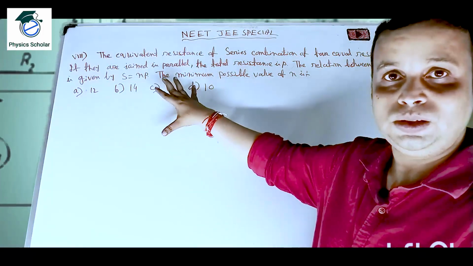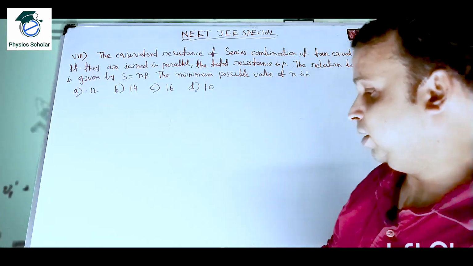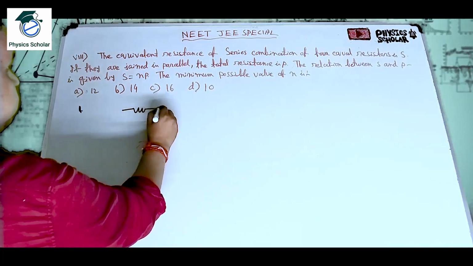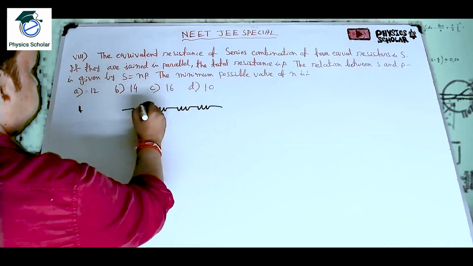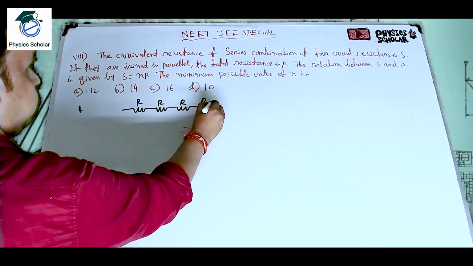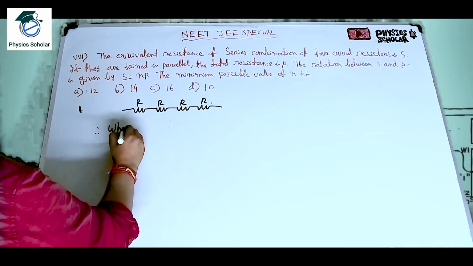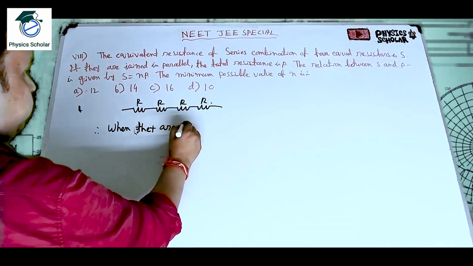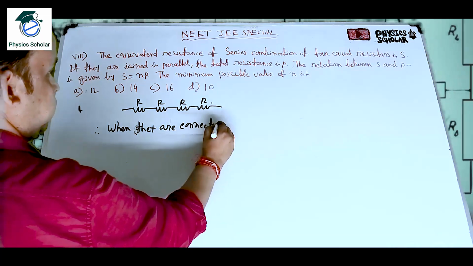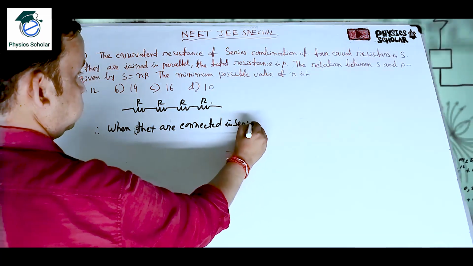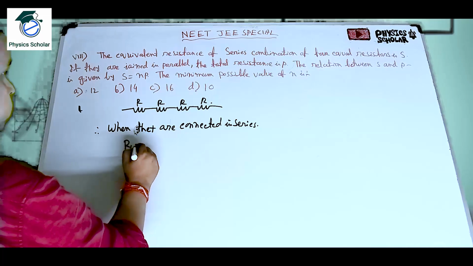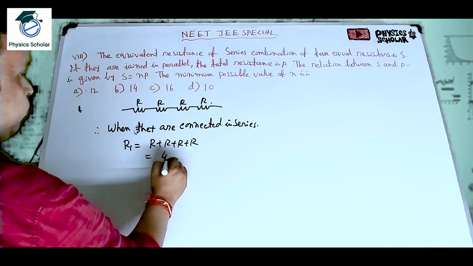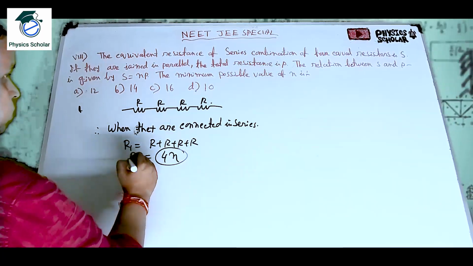But now I will also solve this. How will I solve? Suppose the 4 resistances are each R. When they are connected in series, then the equivalent resistance, suppose R1, is equal to R plus R plus R plus R, which is equal to 4R. Clear? So this is 4R.